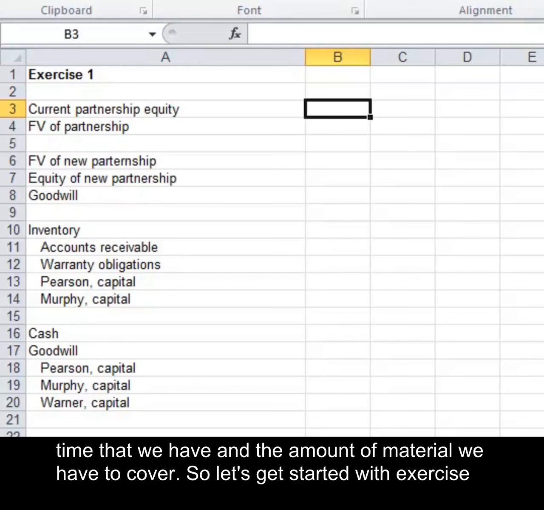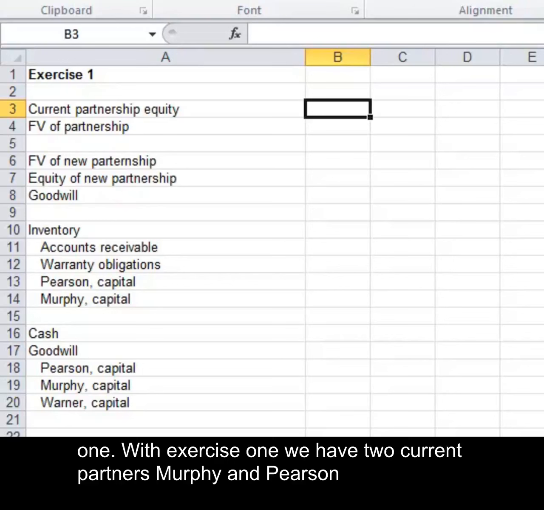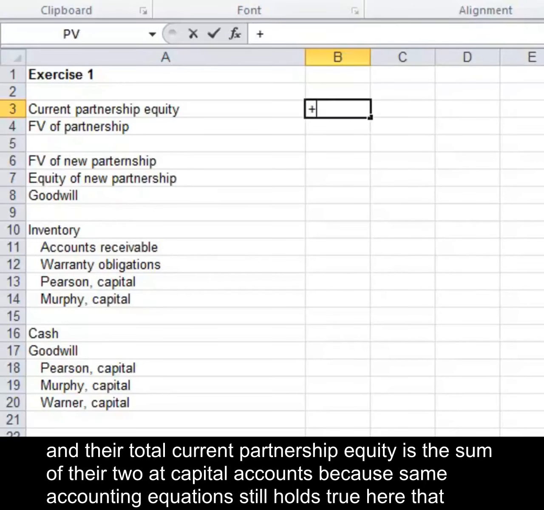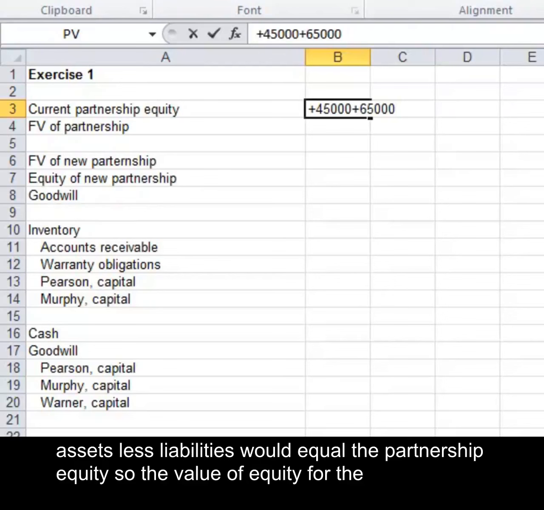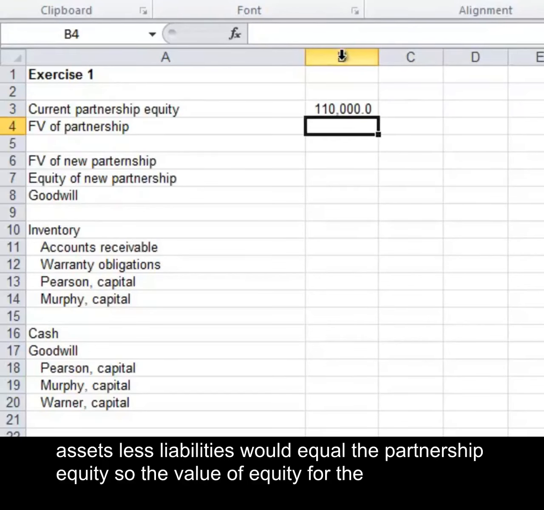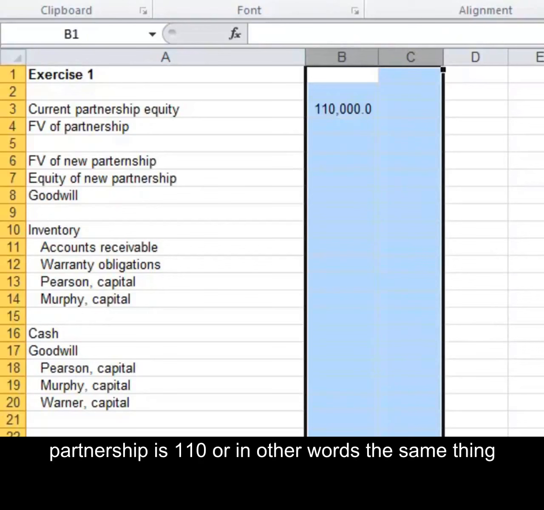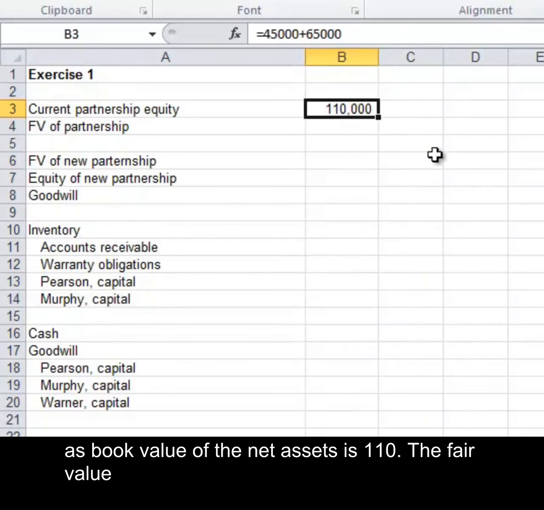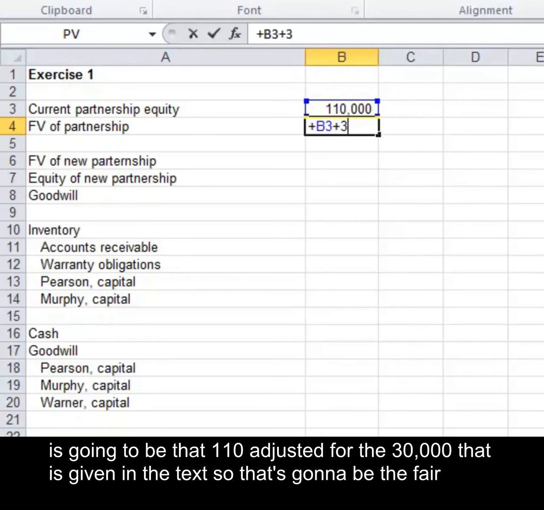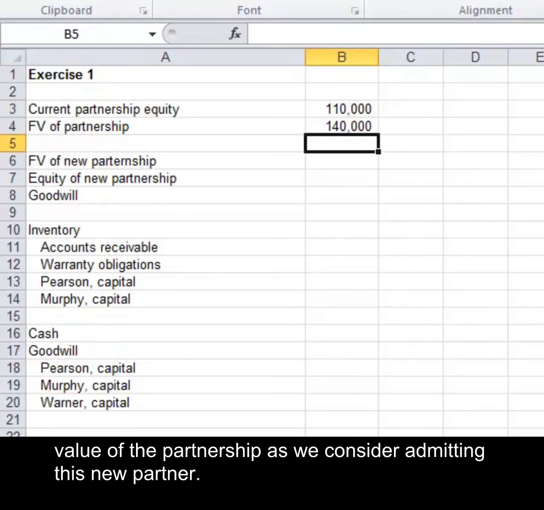With exercise 1, we have two current partners, Murphy and Pearson, and their total current partnership equity is the sum of their two capital accounts, because the same accounting equation still holds true here, that assets less liabilities would equal the partnership equity. So the value of equity for the partnership is 110, or in other words, the book value of the net assets is 110. The fair value is going to be that 110 adjusted for the 30,000 that is given in the text. So that's going to be the fair value of the partnership as we consider admitting this new partner.